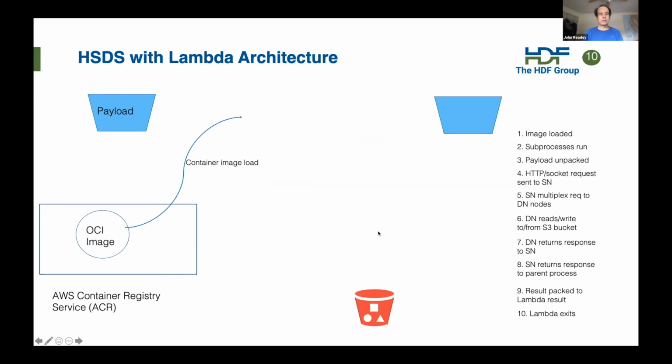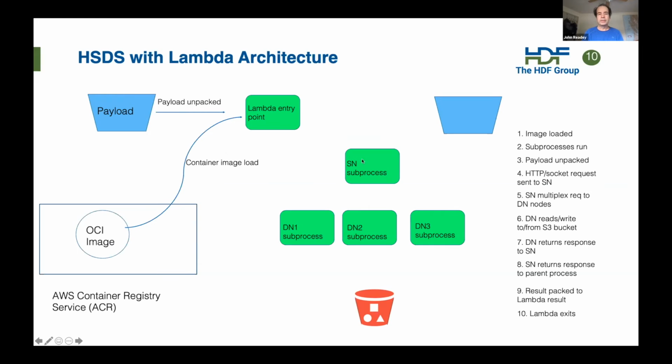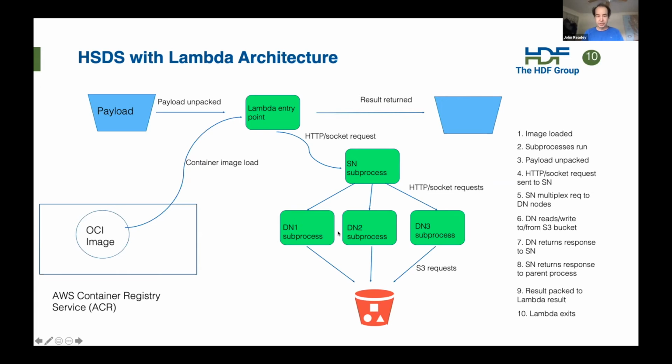So I think I messed the slide up. Basically you have an AWS container registry that has your Docker image. A request comes in, it goes to Lambda. Lambda will set up basically a service node and up to 3 data nodes as subprocesses rather than Docker containers. Then the service node sends requests to the data nodes, which talk to S3, and finally the response is returned.